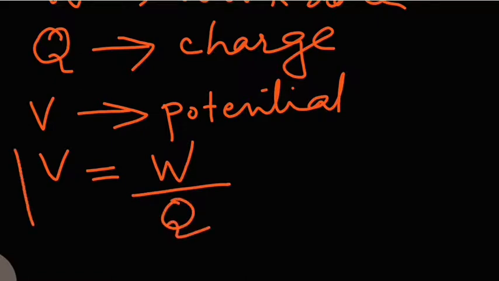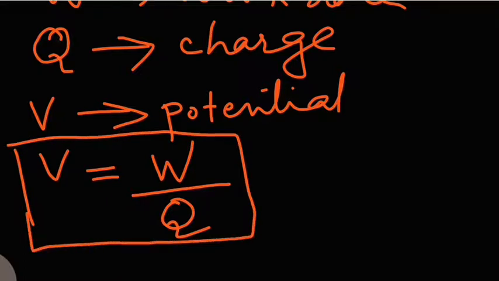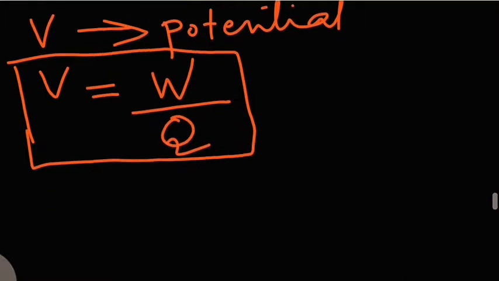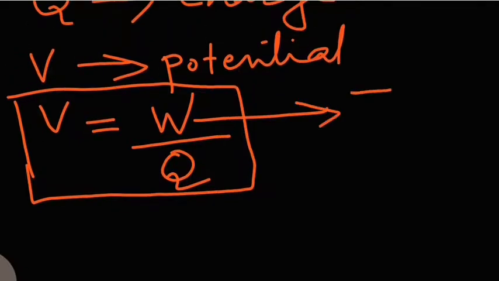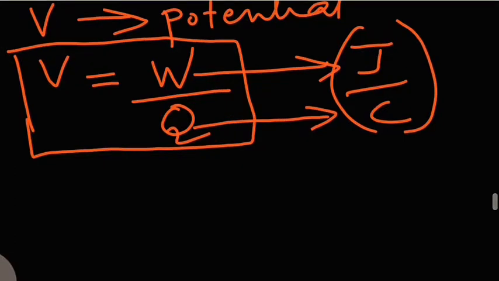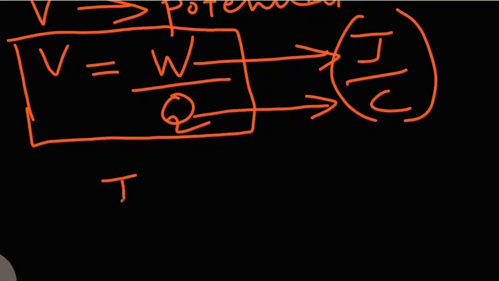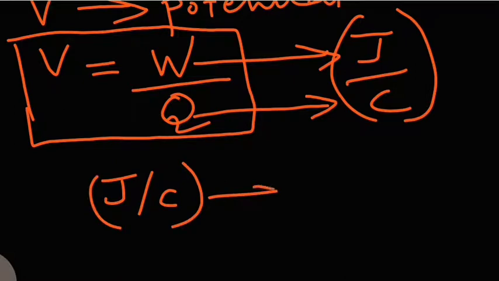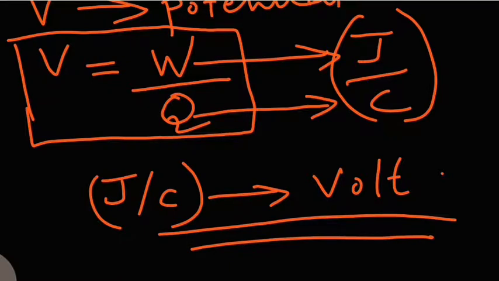So the equation of potential is work done divided by the charge which is being brought from infinity to the concerned point, V = W/Q. Now the unit of potential: the SI unit of work is joule, and the unit of charge is coulomb. So the unit of potential will be joule per coulomb, and this joule per coulomb is given another name, volt. So the unit of potential is volt.